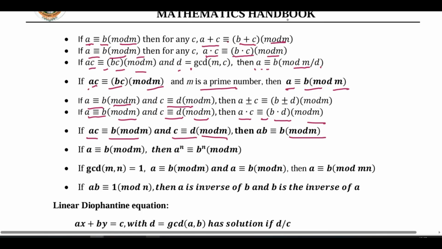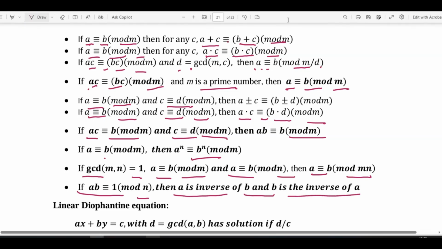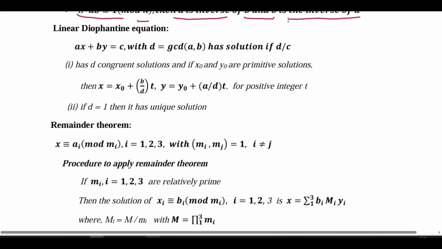If a is congruent to b mod m, then a to the power n is congruent to b to the power n mod m. If gcd(m, n) is 1, a is congruent to b mod m and a is congruent to b mod n, then a is congruent to b mod mn. If ab is congruent to 1 mod n, then a is an inverse of b and b is an inverse of a.